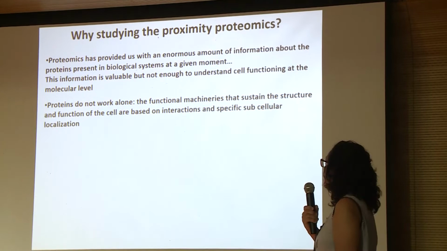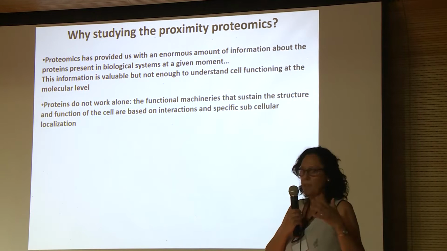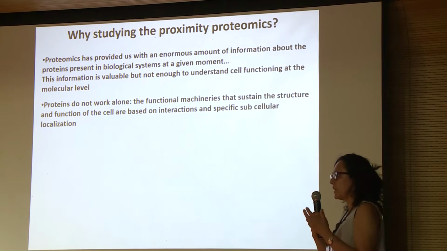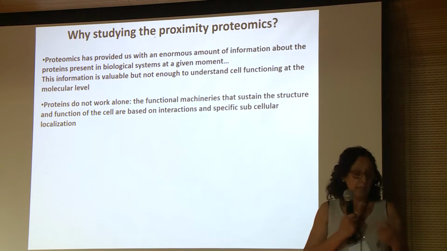these interactions can be of different types. So we have permanent interactions, so proteins that in the cell are most of the time interacting, but we also have transient interactions. That is, interactions that are forming and disassembling in the cell. And these can be weak or can be strong. So there are a lot of kinds of interactions that we need to study. And all of these have their biological relevance.